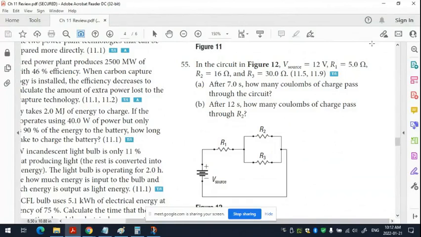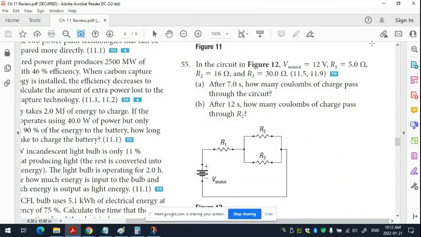How much is the source? Come on. How much is the source? 12. R1 is 5, R2 is 16, R3 is 30.